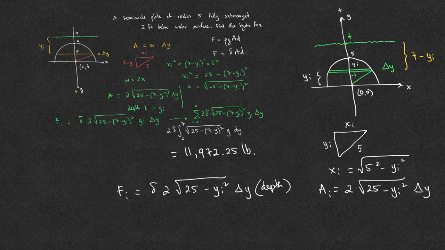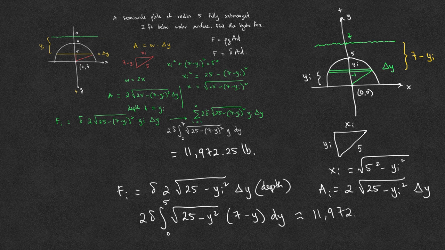We put this in the Riemann sum and obtain the integral. The density is 62.5, times the square root of 25 minus y squared, and the depth this time is 7 minus y. Delta y turns to dy. This time, we add up all of the slices from y equals 0 to y equals 5. And so the lower limit of integration is 0, and the upper limit of integration is 5. Put this in the calculator, we will get 11,972.25 pounds, which is the same answer we got before.